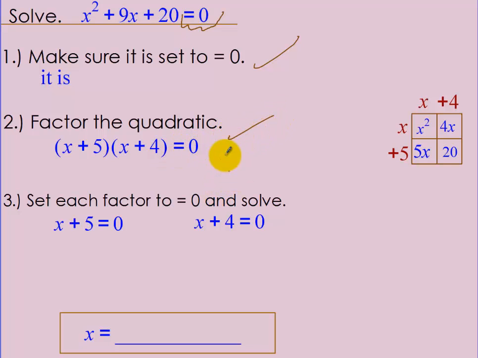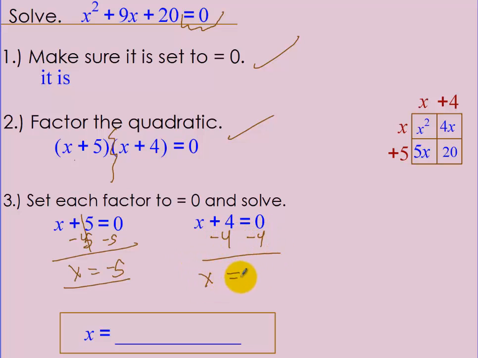So that's done. Now, this is the new step. You set each factor equal to 0 and solve. So splitting them up into two different equations, we have x plus 5 equals 0 and x plus 4 equals 0. I will subtract 5 on each side, and these will cancel and I get x equals -5. So that's one solution. And over here, I subtract 4 on each side, and I'm going to get x equals -4, and that's another solution. So my final solutions are x equals -5 and -4. So two solutions for x, and that's what you're going to get with these kinds of equations.